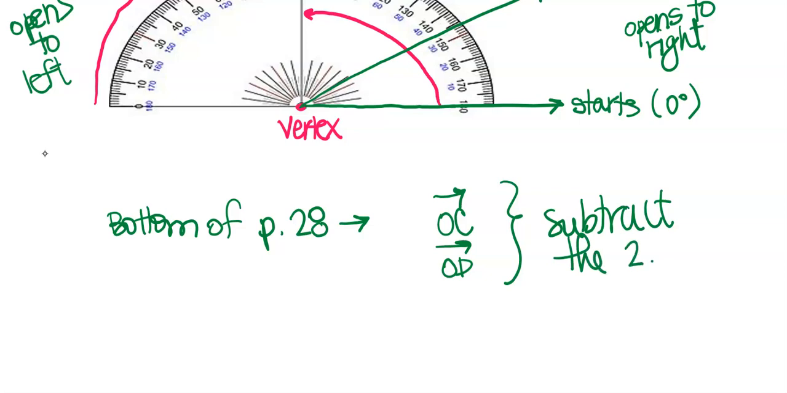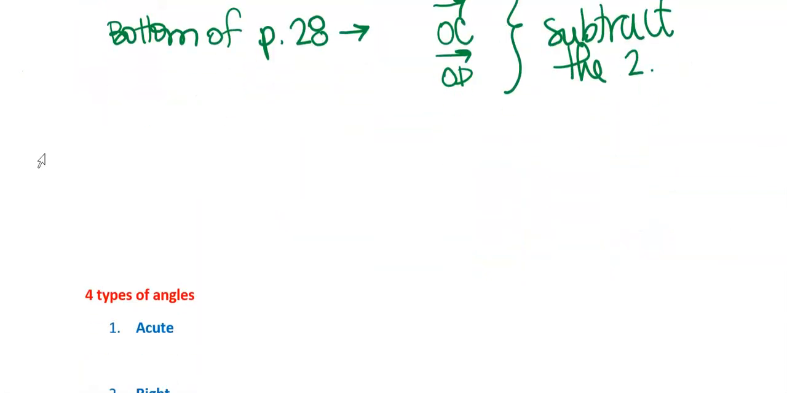If they don't have it drawn on there for you, you can always line up wherever that ray OD is, and that could be your 0, and you could just measure it from there. We'll talk about that in class tomorrow.